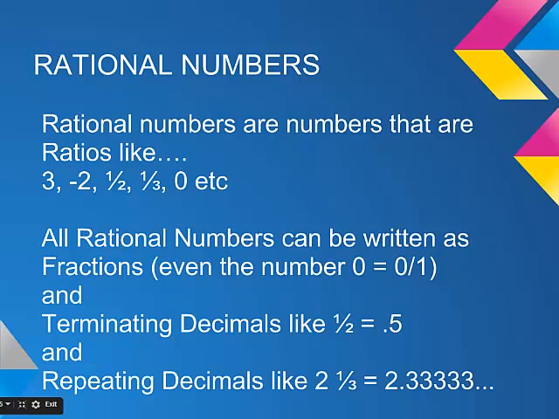So rational numbers are ratios, which are fractions. So rational numbers are numbers that can be written as fractions. In the decimal ballpark, they are either terminating or repeating decimals.